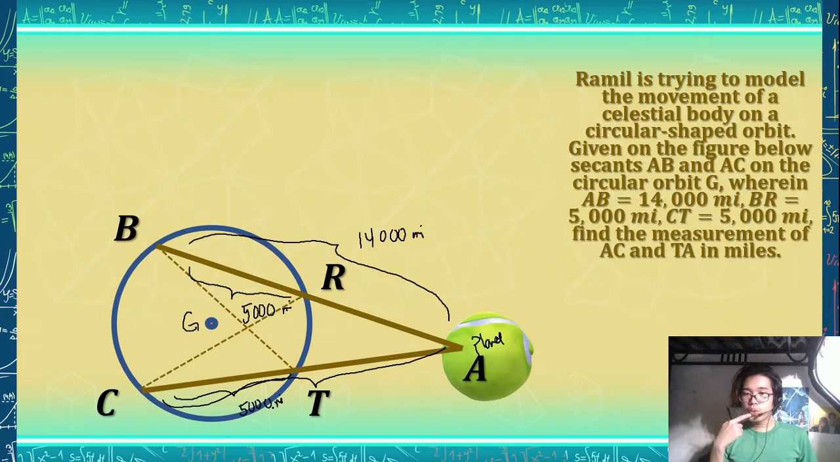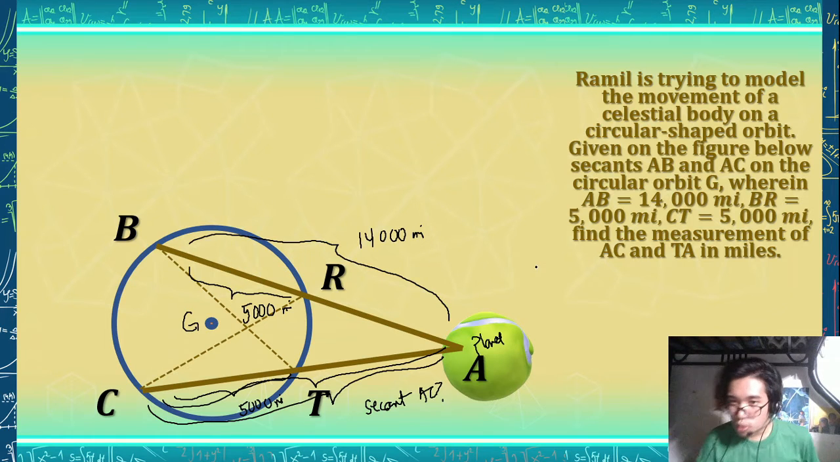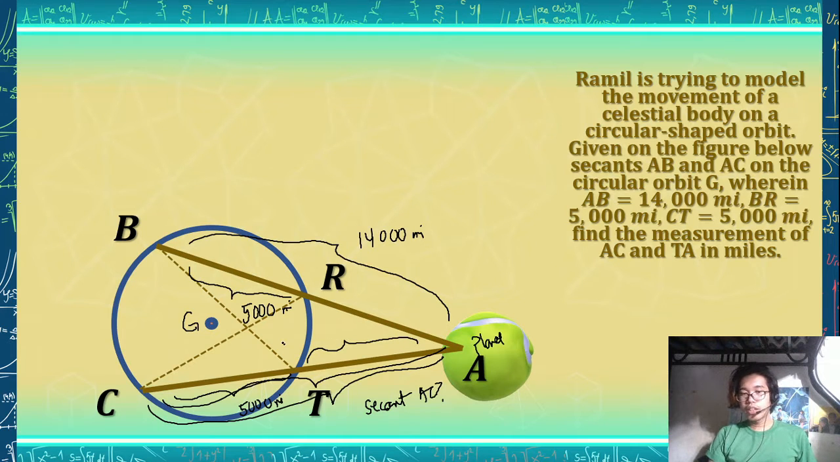For this problem, we're trying to find the measurement of AC, the secant over here, and also the measurement of TA, the line segment that connects the outer orbit to this planet A.